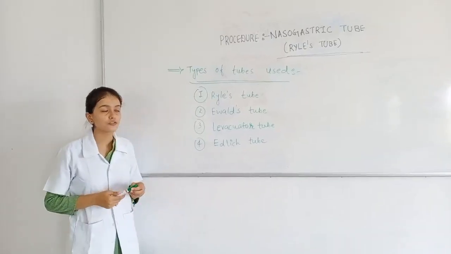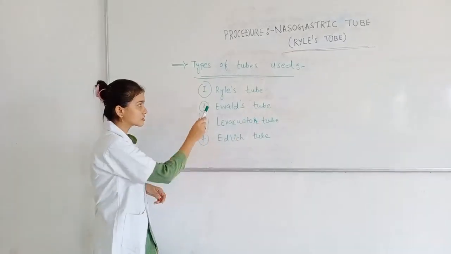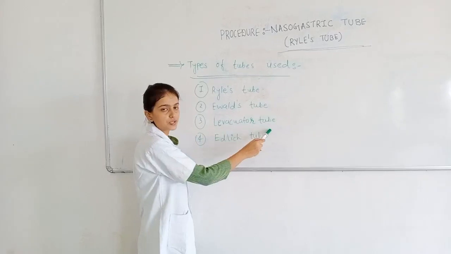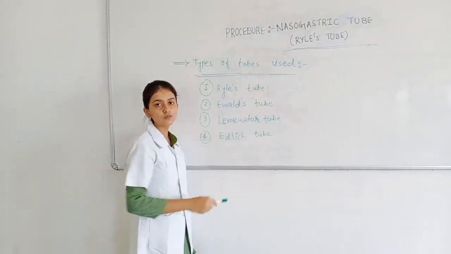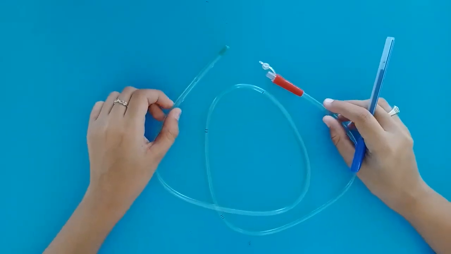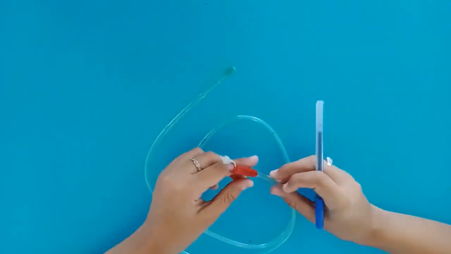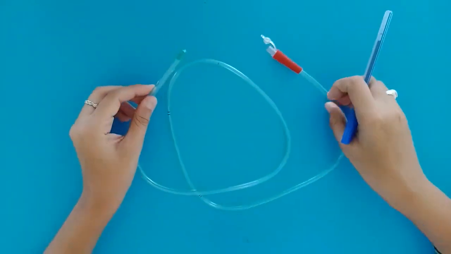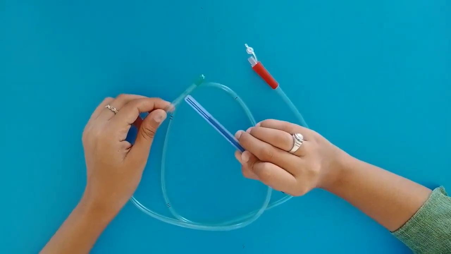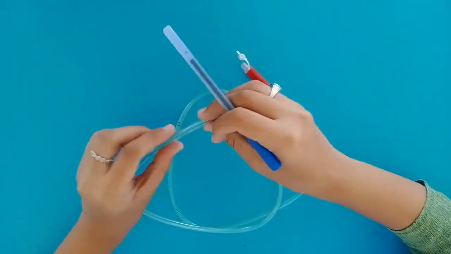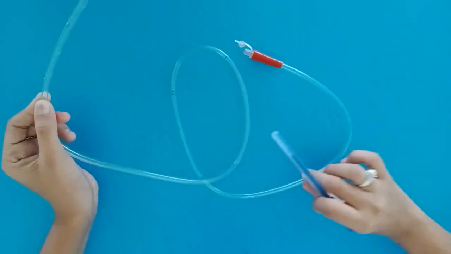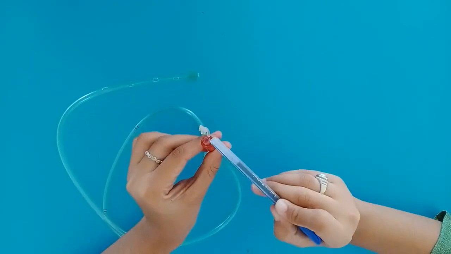Now we see the different types of tube used. First is Ryle's tube, second is Ewart's tube, third is Levin tube and fourth is Eddy's tube. But now for feeding mostly Ryle's tube is used. Now we see the parts of the nasogastric tube. This is a single lumen nasogastric tube. This is the tip. You can see here, this small hole is called the drainage port. This green line is called the radio opaque line. This is the tube and this is the feeding port.